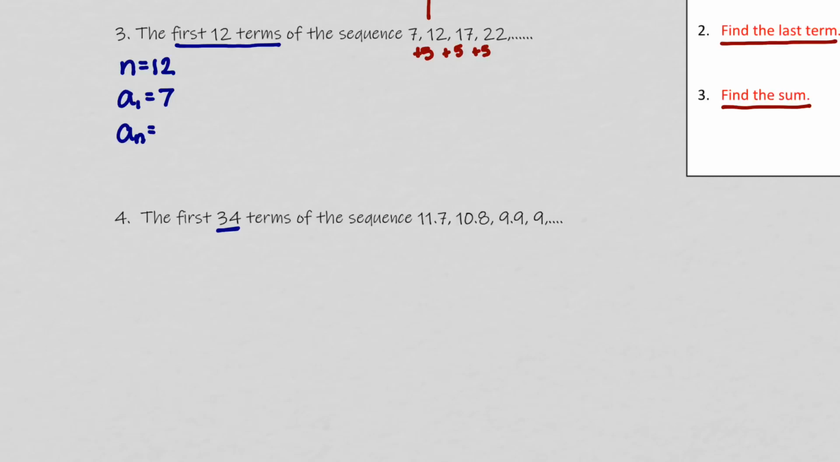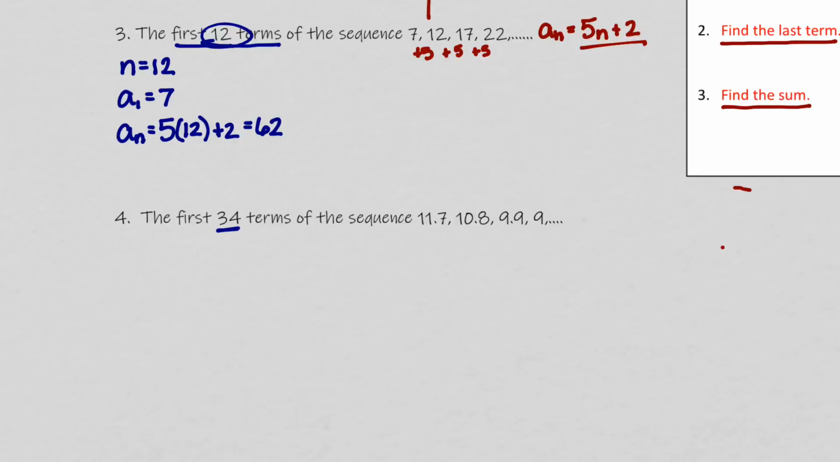Okay, so I know my equation for the nth term is going to be 5n, and I have to add 2 to it to make that first term 7. Okay, so here's the rule. And so to find my a12, I'm going to plug 12 in, because that's how many terms I'm finding, and I get 62.